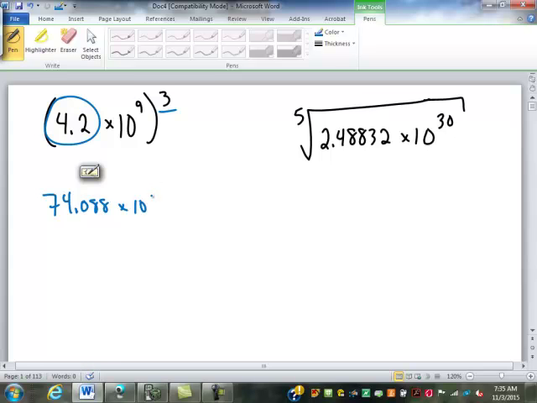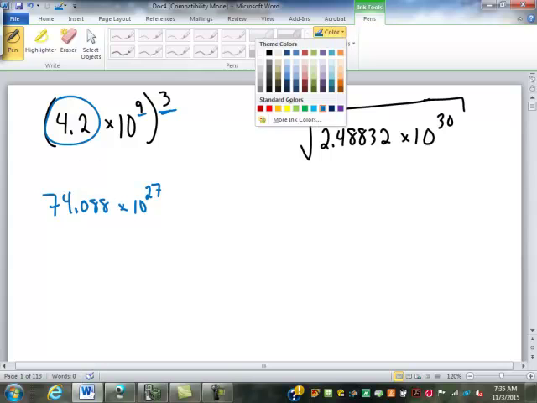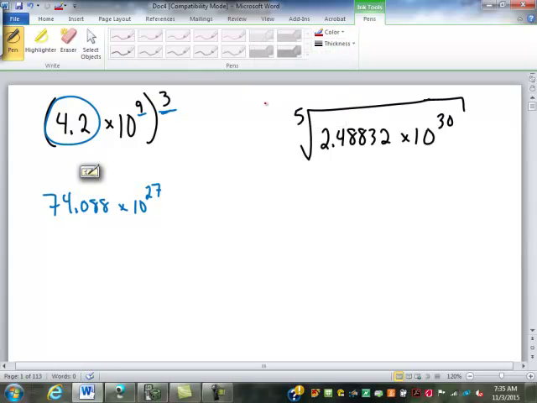times 10 to the 27. It's going to be 9 times 3. We do the multiply with the powers. So, of course, this has to be adjusted to 7.4088. Does the power get bigger or smaller? Bigger, so plus 1 would be 28.